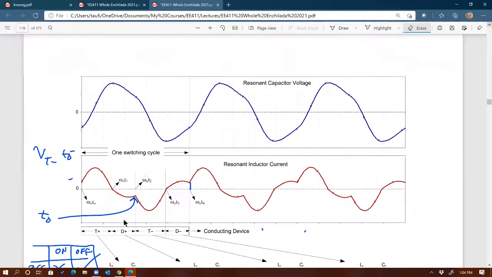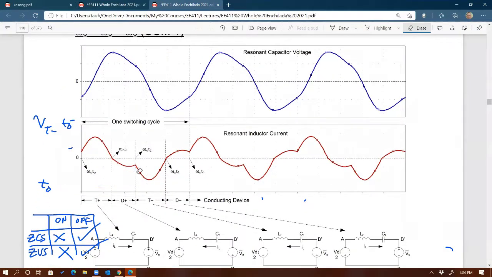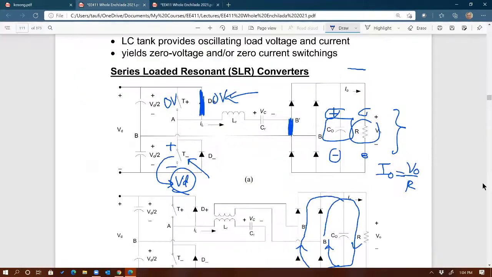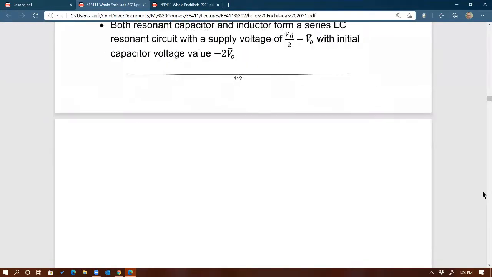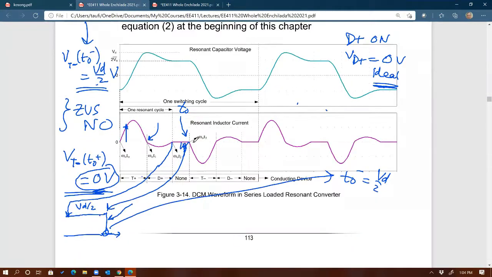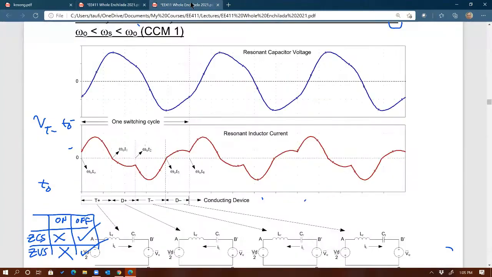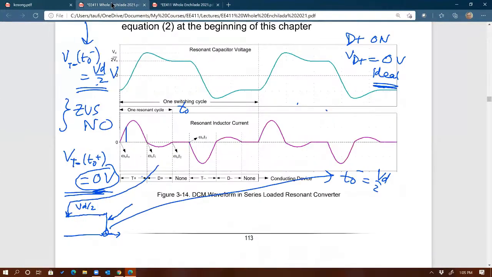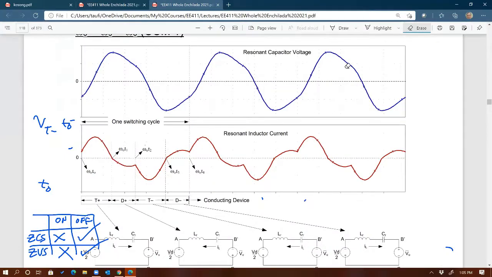Take a look at the quality of the waveforms. Which one would you rather have? This waveform right there, or, remember, shape determines noise, right? Harmonics. Look at the current waveforms here. Sorry, there's so much going on here. We have the waveform there versus the waveform here. Which one is more sinusoidal? CCM1, right? This is more sine wave than this. You agree?